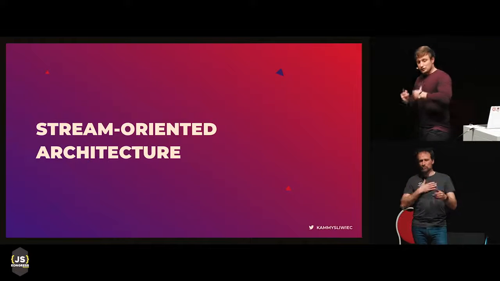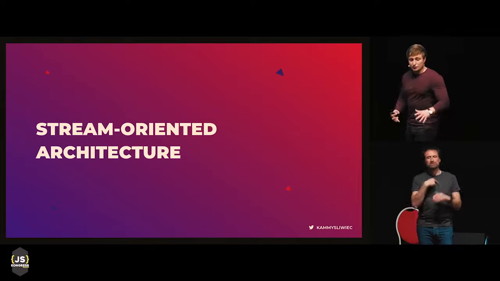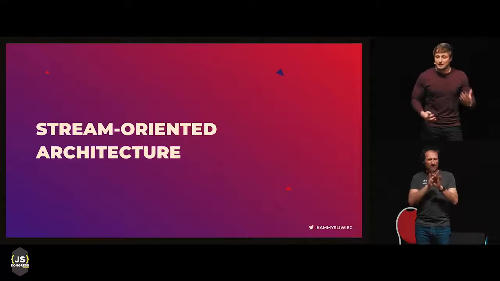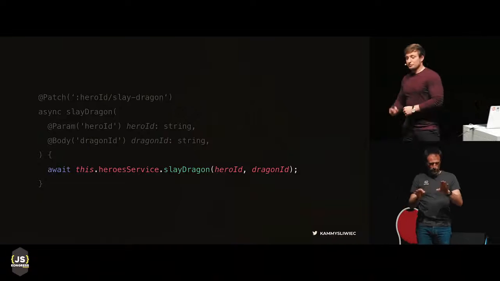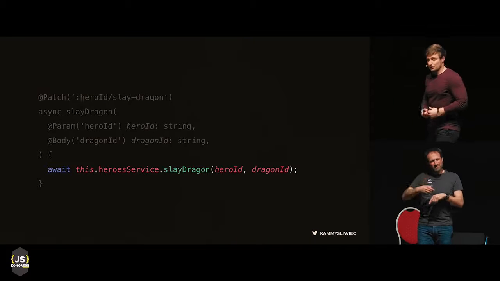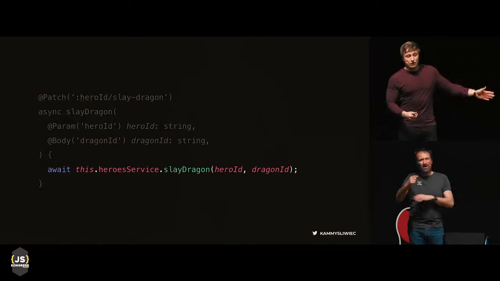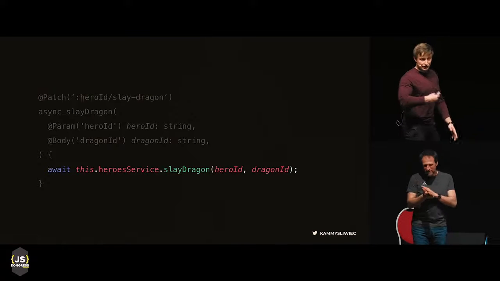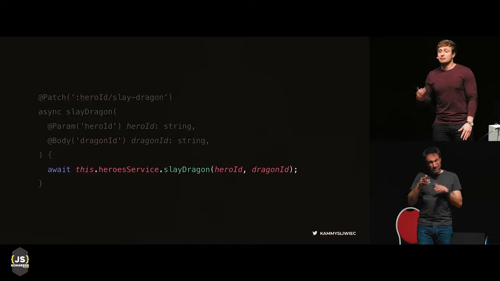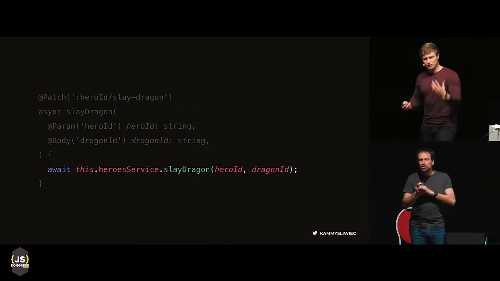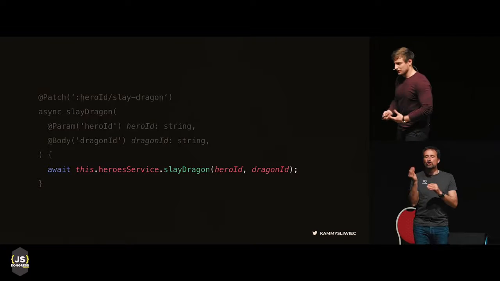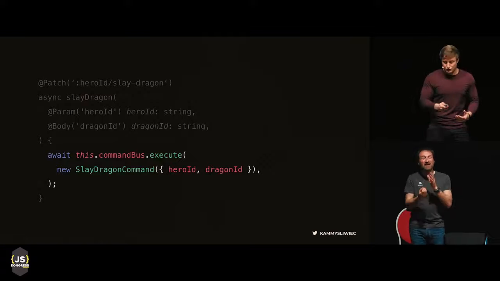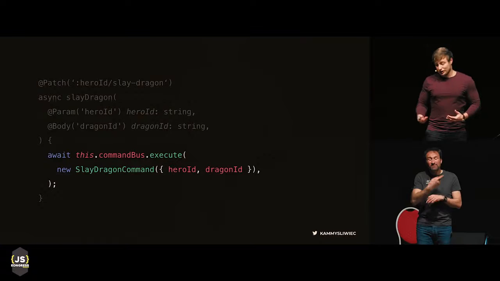Finished. So that was our layered architecture, one single endpoint. Now we are going to move from the layered architecture to the stream-oriented one. Taking a step back to our slayDragon method from the hero's controller, we've been calling the service method. But right now, in a stream-oriented architecture, in CQRS, we don't have a services layer anymore. Instead, we have commands, we have queries, we have events. So what we have to do is execute a command.